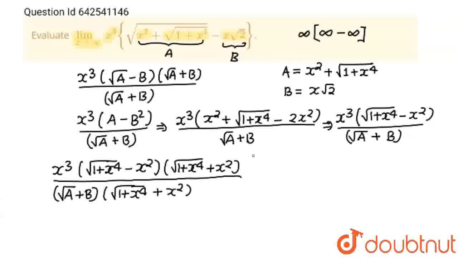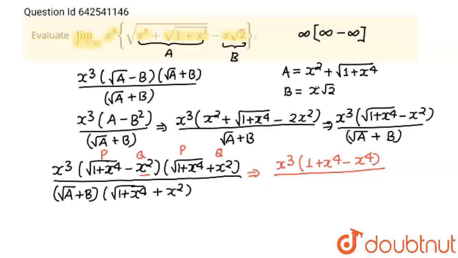Okay, see, here the numerator will be x cube, and when I use a, I am going to consider not a, because a I have already considered, and x is already considered. This is p minus q, so this will be p plus q, and p minus q will be p square minus q square. So this will be 1 plus x to the power 4 minus x square, to the whole square, which is x to the power 4, upon these two terms.